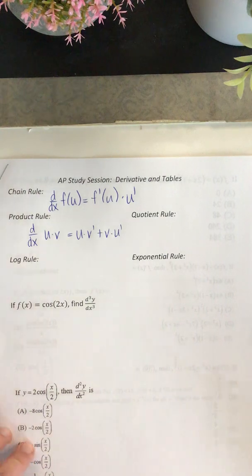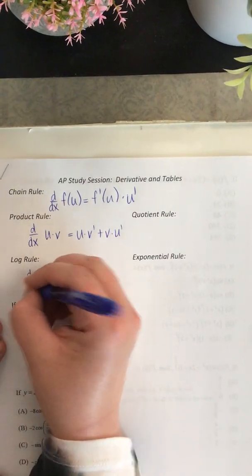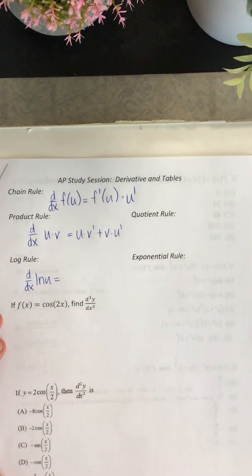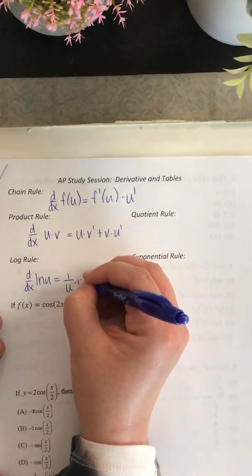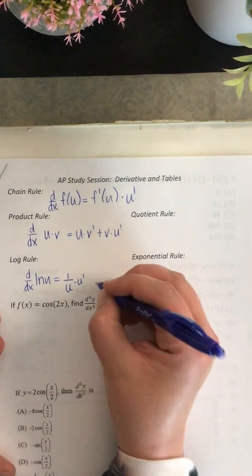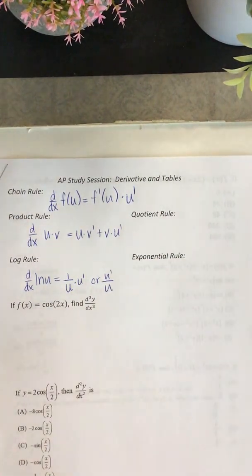Okay. Your log rule, the derivative d dx of ln u. Remember, for ln x, the derivative is 1 over x. So for ln u, the derivative would be 1 over u and then times u prime. And then do y'all remember how we can condense that? What would we call that instead? U prime over u. And that's the one that I like better because then it's just one big fraction instead of a fraction times something else.